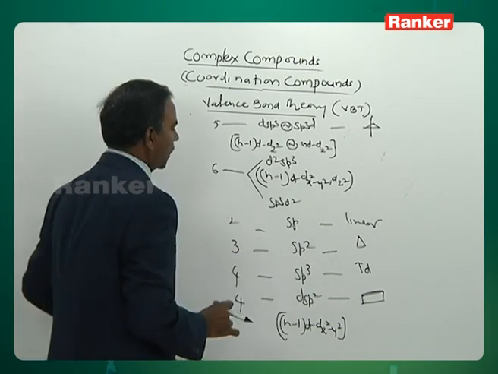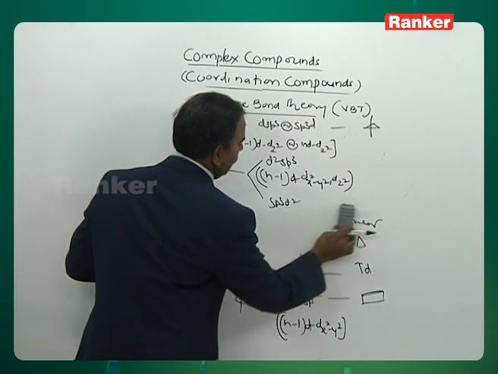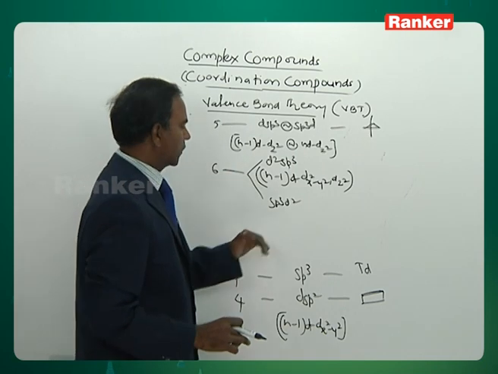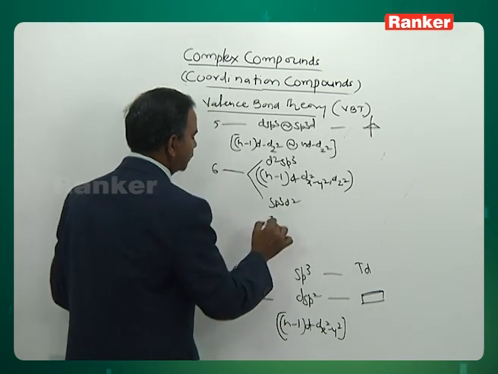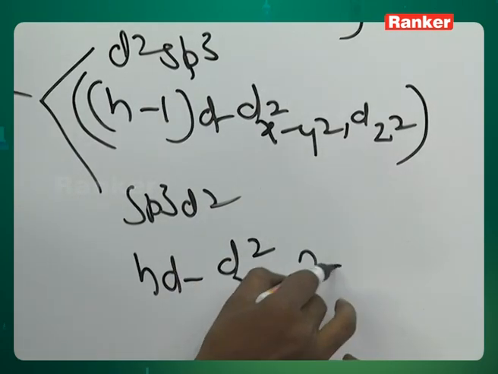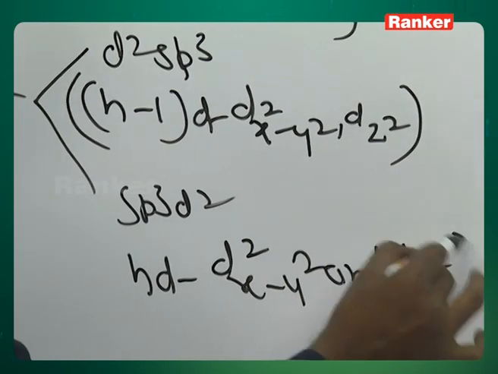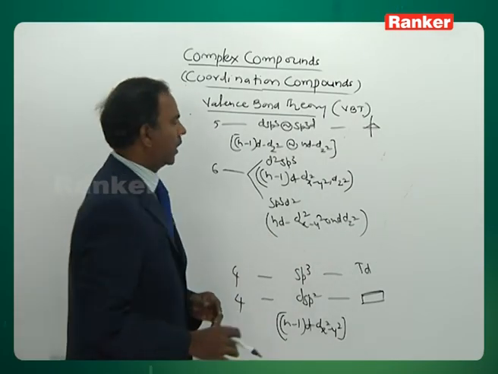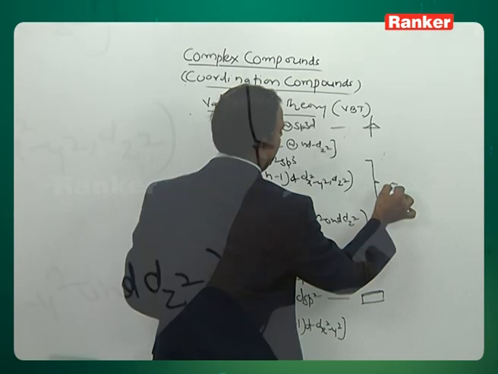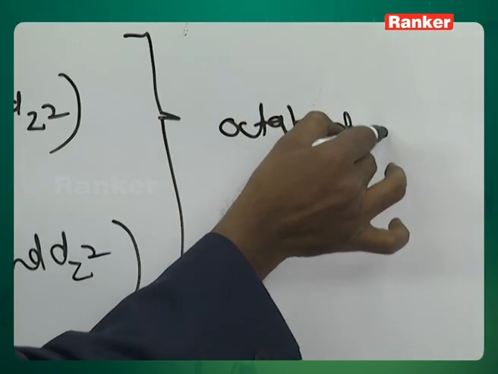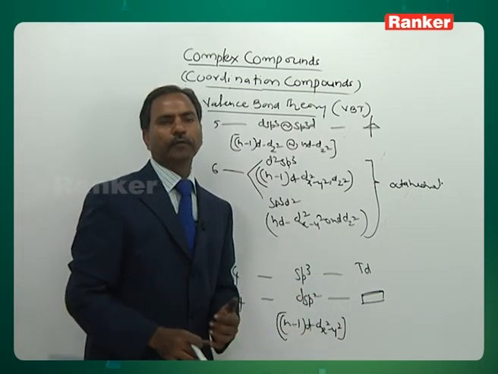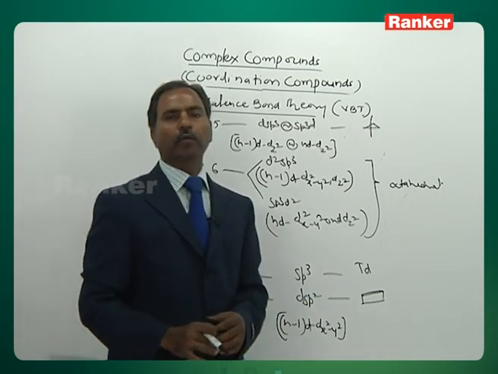Once you talk about the outer orbital complex, or sp3d2 outer orbital hybridization, the d orbitals are outer d orbitals, which we represent like this: nd. These will be dx square minus y square and dz square. Whatever it may be, inner or outer, the geometry of the complex is octahedral geometry. Like this, based on coordination number and hybridization, we can decide the geometry of a complex according to valence bond theory.